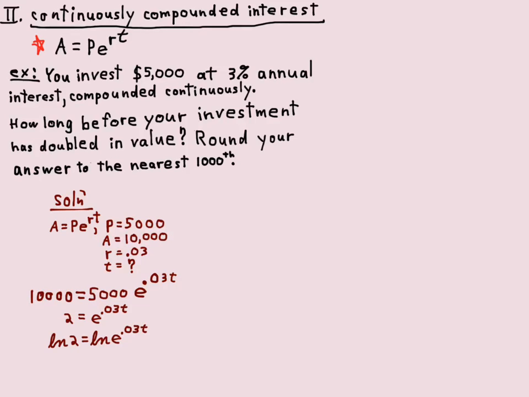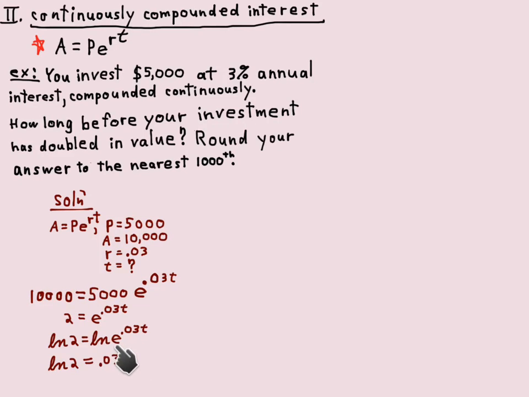So I divided the 5,000 out. I got 2. You'll always get a 2 in these doubling time problems. They're kind of like a half-life, only going the other way. Okay, ln of both sides. And then on the right, I'll get 0.03t, because these two cancel and that drops down, remember?